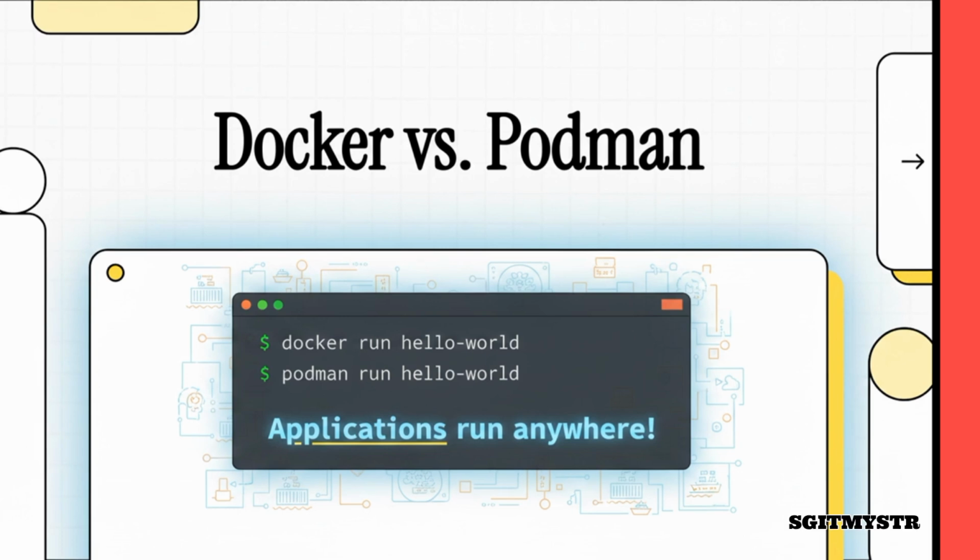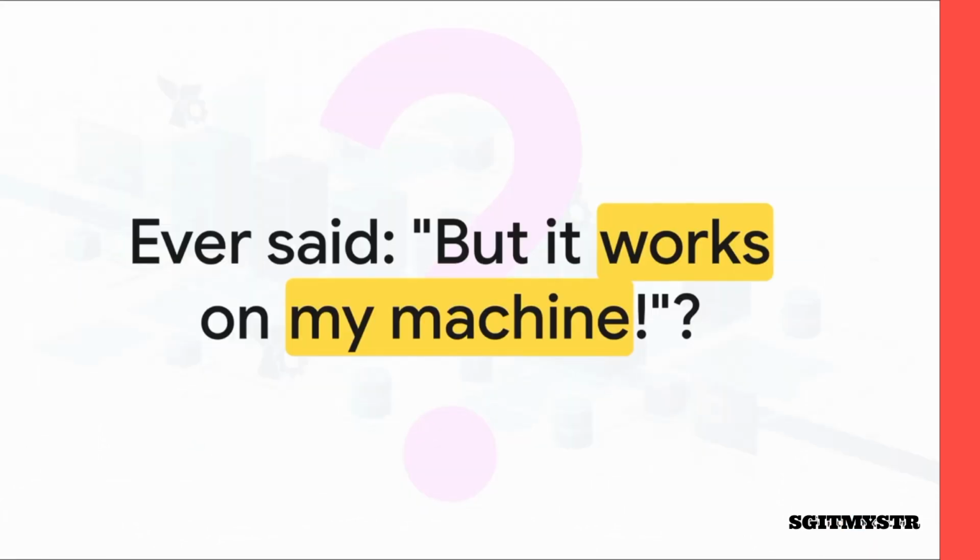Let's do this. Ah yes, the classic. We've all said it, haven't we? But it works on my machine. It's that sinking feeling when your code is perfect on your laptop, but the second it goes anywhere else, boom, everything just falls apart. That right there is the classic sign of inconsistent environments.